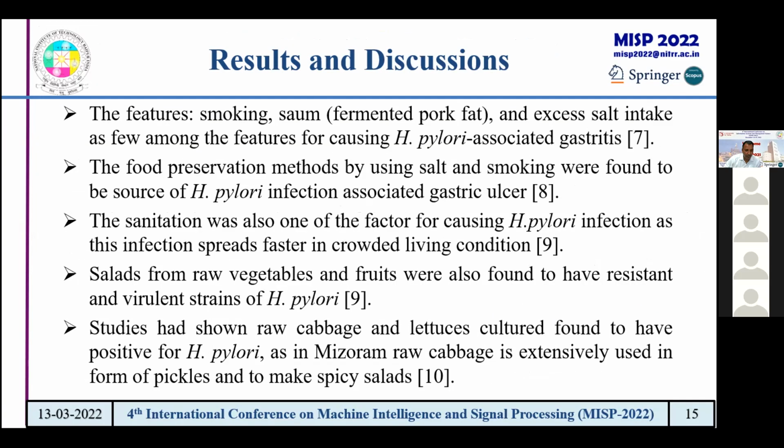So the features it has extracted, smoking, saum, and salt intake, have been associated with H. pylori associated gastritis in the already studied literature. And also here they have a food conservation technique.